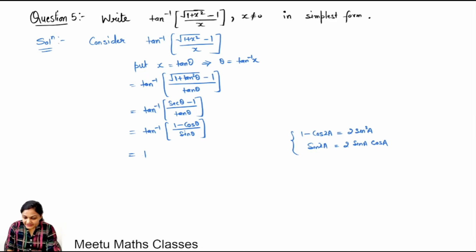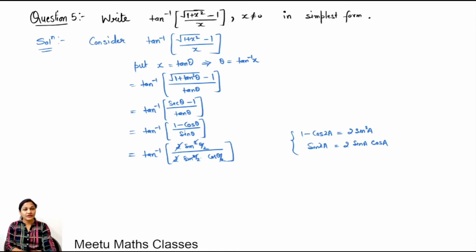So by applying these two half angle formulas here, 1 minus cos theta can be replaced by 2 sine square theta by 2, and sine theta, by treating theta as 2a, we can write 2 sine theta by 2 into cos theta by 2. Now 2 will cancel out, sine theta by 2 will also cancel out, and you are left with tan inverse of sine theta by 2 upon cos theta by 2, which will give you tan theta by 2.